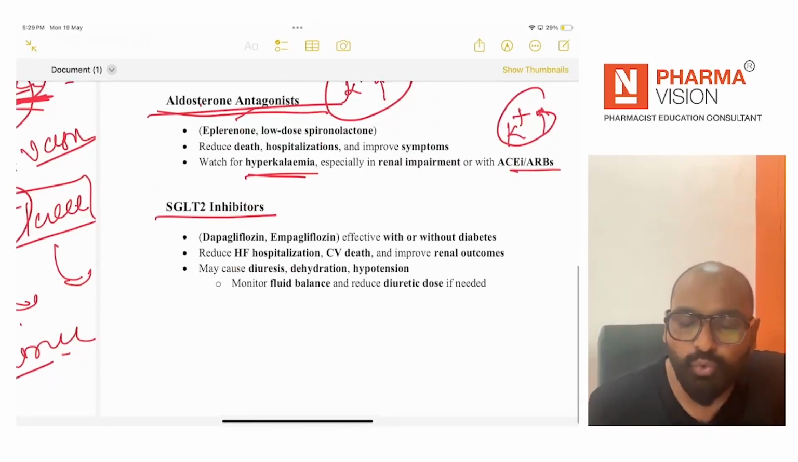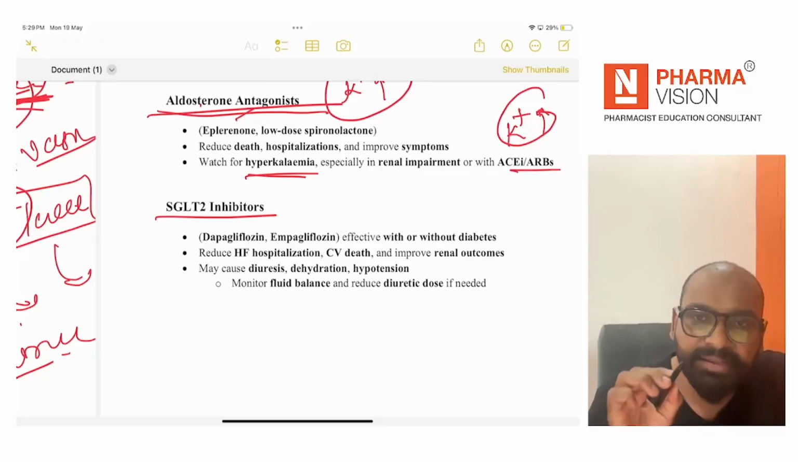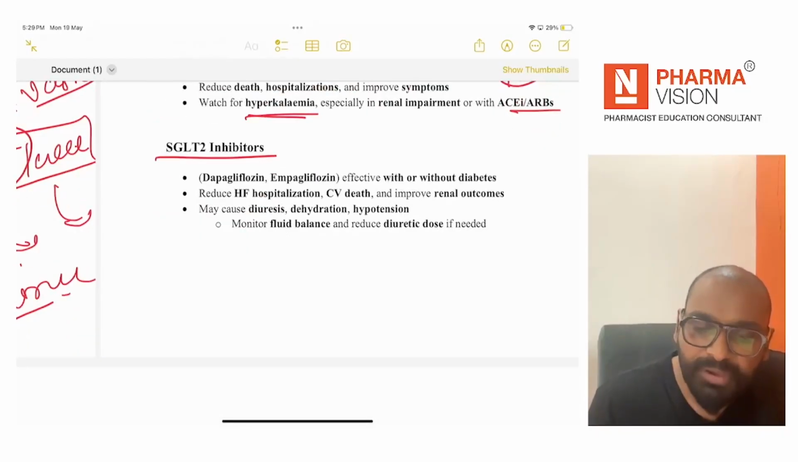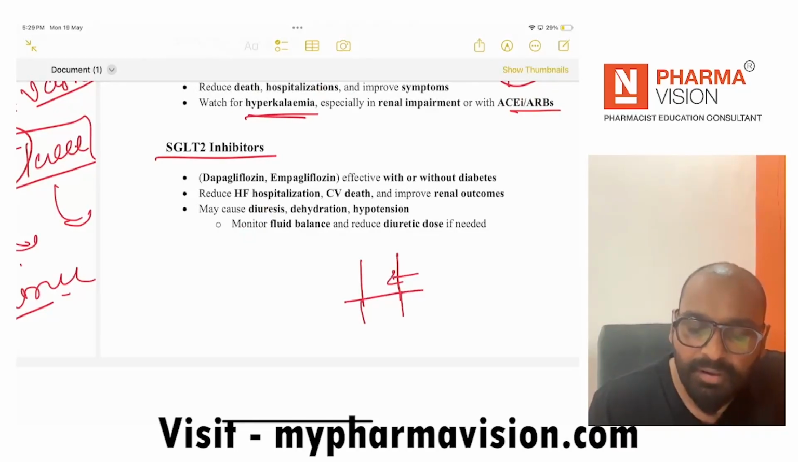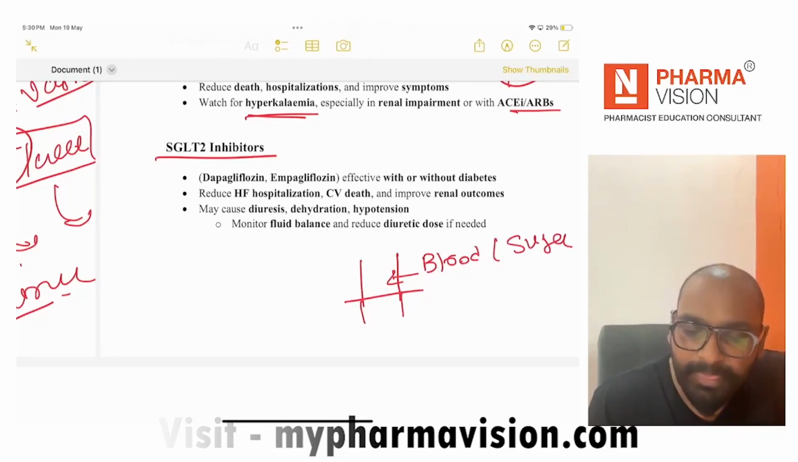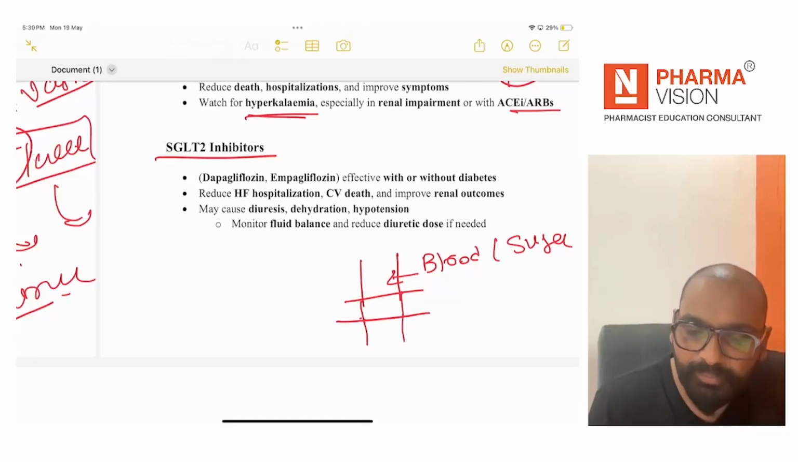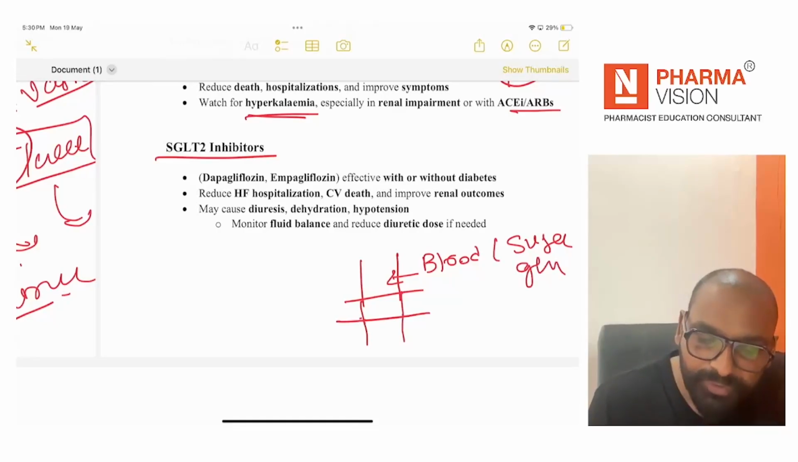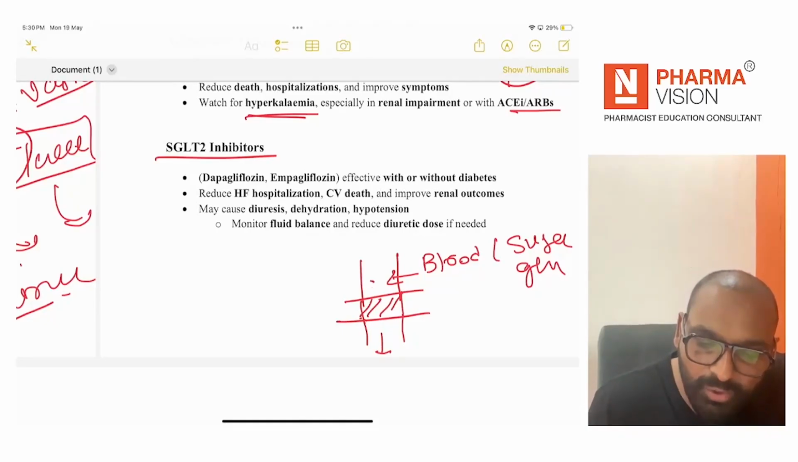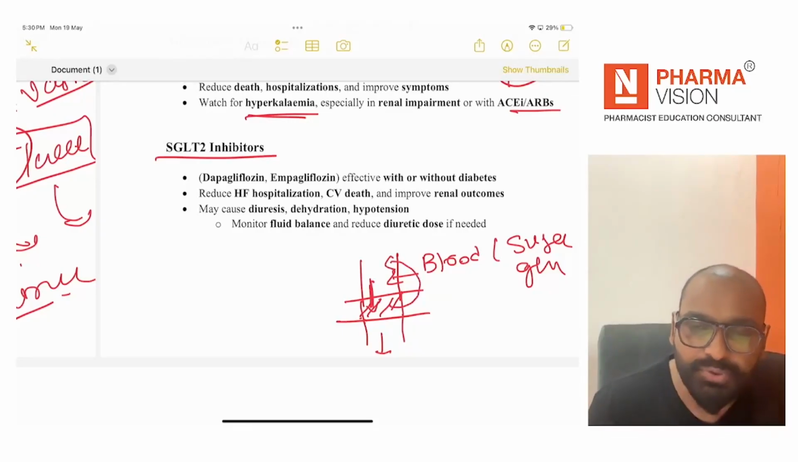Okay, SGLT2, this medication is mainly acting at the kidney, and normally what happens, for example, this is our blood, okay, and there is sugar, this is kidney. Sugar means glucose, okay, this is kidney, this is urine output, okay. So this sugar, glucose is coming to the kidney for filtration, and that is going to be reabsorbed, okay, this is going to be reabsorbed.